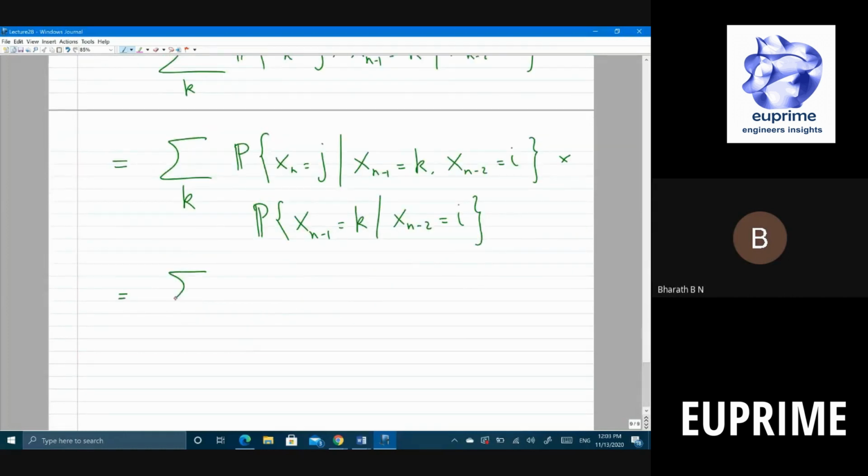Now let's look at this summation over all K. What can I say about this? Xn equal to J given xn minus 1 equal to K and xn minus 2 equal to I. Well, it's independent of the past, right? It only depends on xn minus 1 equal to K. And now it's a homogeneous Markov chain. This transition from I to K does not depend on N, the time step.